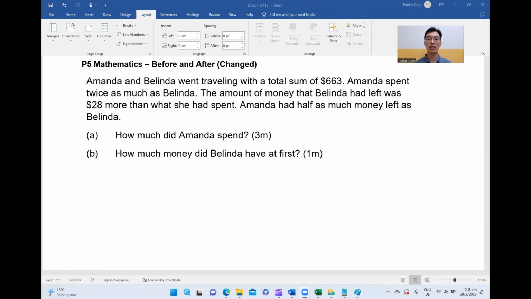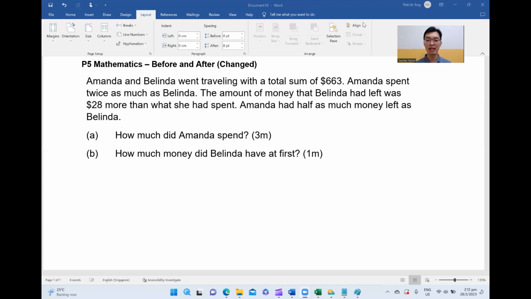Now, first of all, look at this question. Before, they didn't tell us how much they have individually, but they gave us the total sum of $663. Neither did they tell us how much they were left with, but we do know that in the end, they had different amounts of money. So we must also assume that they have different amounts of money at first.